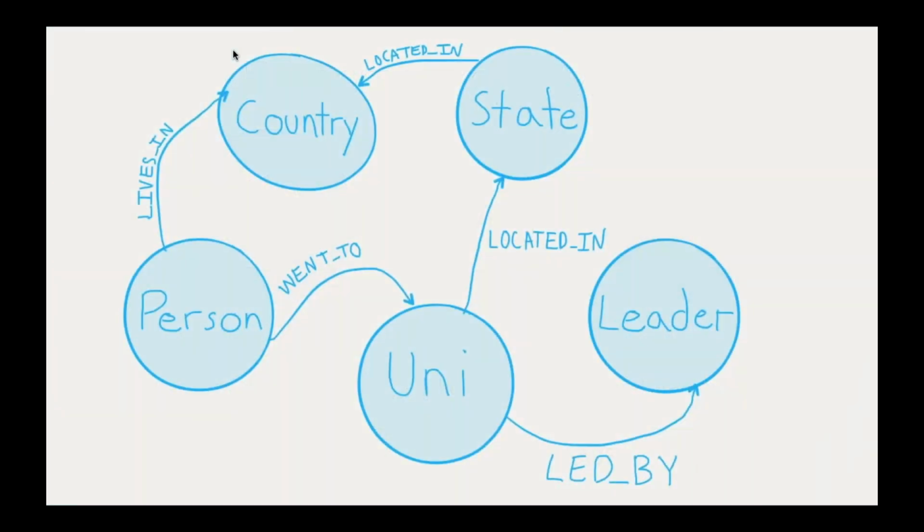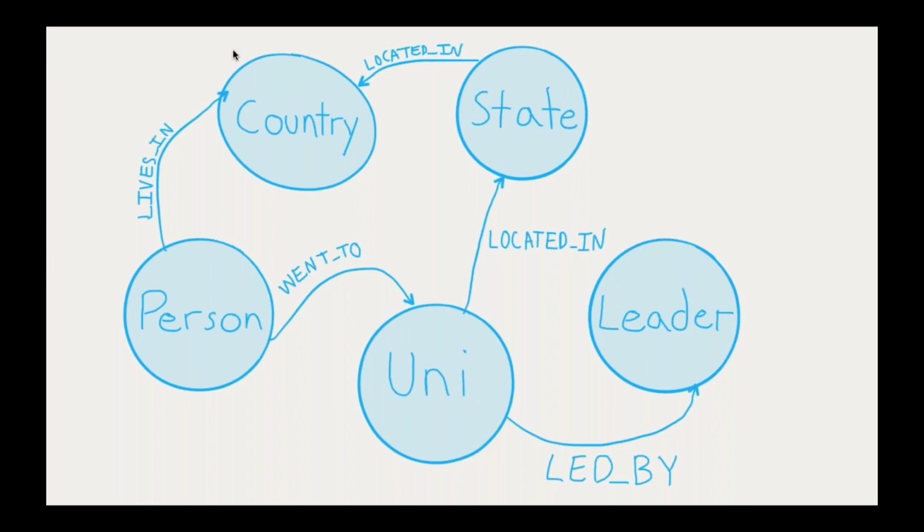So if we think about the earlier model where I talked about people and their hair color and their university and things like that, the model might look something like this. We have a person, again, this handwriting is from that young gentleman, not myself. We have this person who lives in a country. That state is located in that country. The person went to a university that is located in a state, and the university is led by a leader.